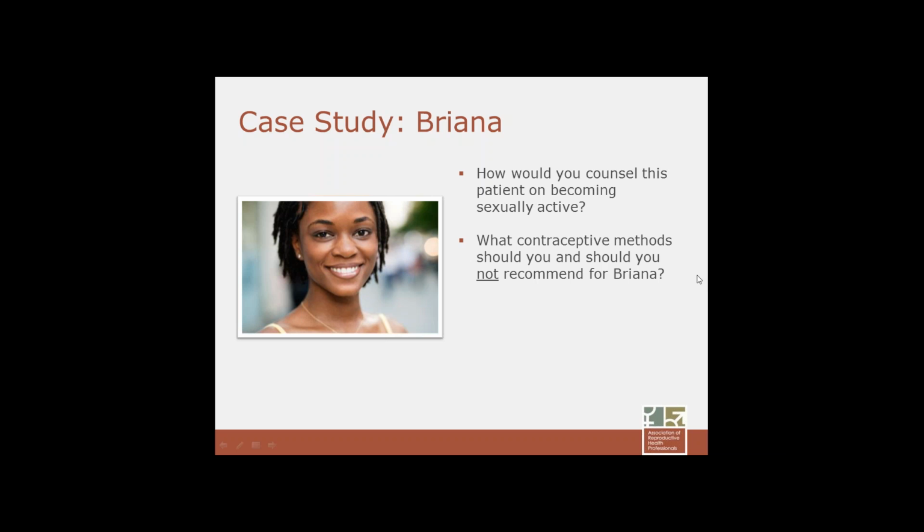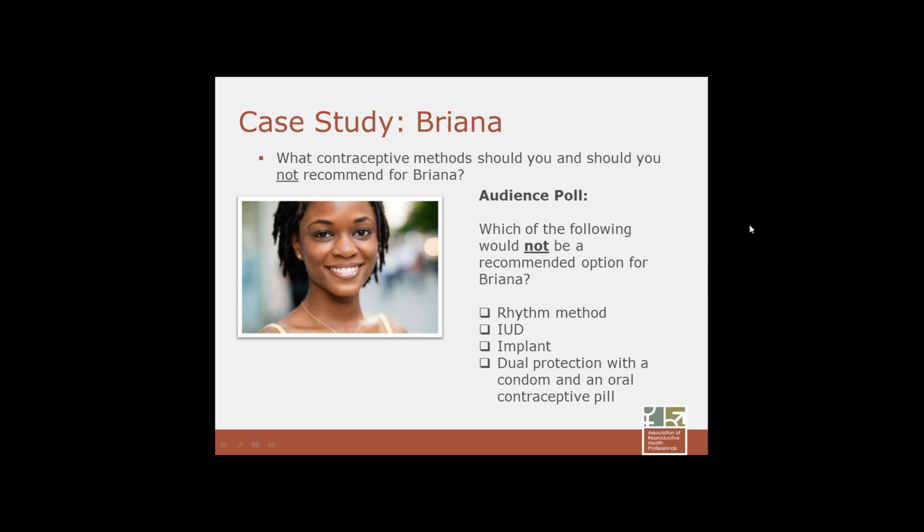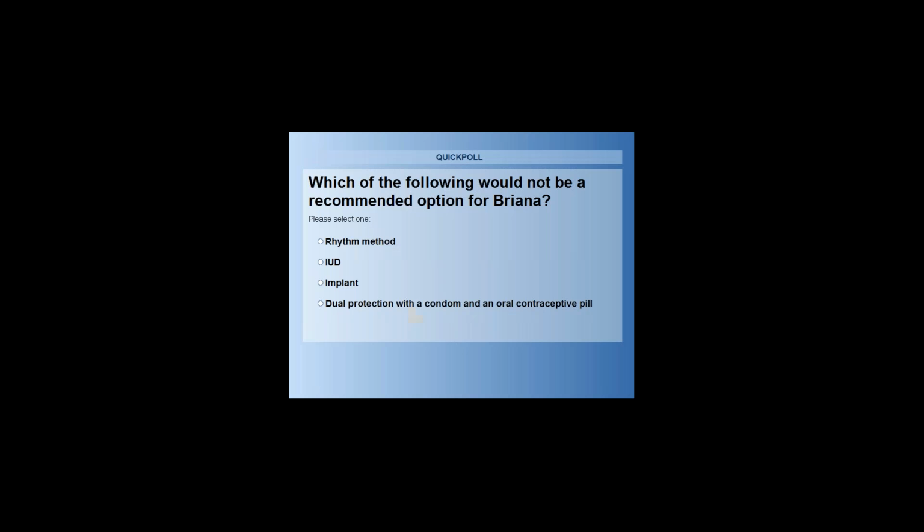So what contraceptive methods should you and should you not recommend for Brianna? And so our choices are the rhythm method, IUD, implant, or dual protection with a condom and an oral contraceptive pill. And actually the question is, which of the following would not be an option? The rhythm method, IUD, implant, or dual protection?